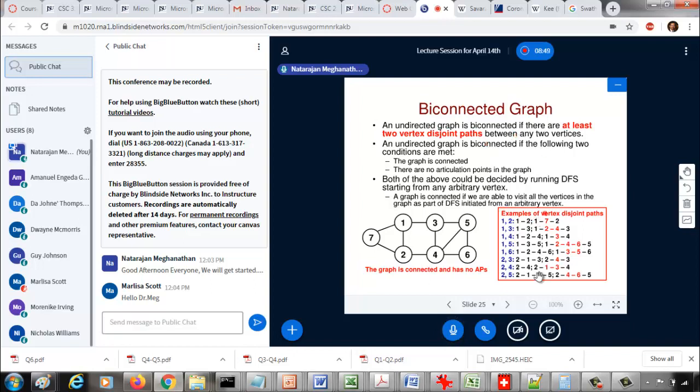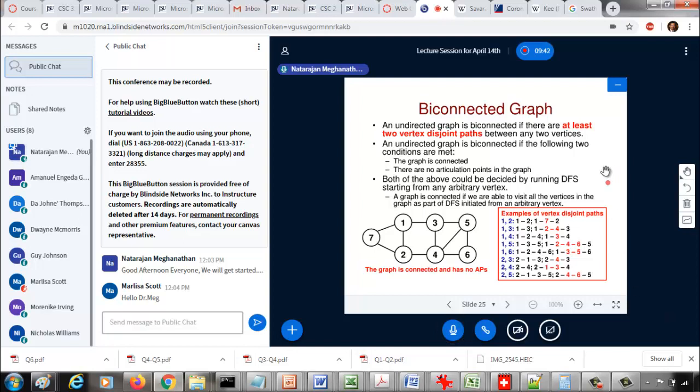So the property is there should be at least two vertex disjoint paths. Between 1 and 2 you have one path and then 1, 7, 2. When you say vertex disjoint, there is no common intermediate vertex. 7 is an intermediate vertex in this path, but there is no intermediate vertex in the other path, so these two can be called vertex disjoint. Let us say 1 and 6. Between 1 and 6 you have at least two vertex disjoint paths, which are 1, 2, 4, 6 and then 1, 3, 5, 6. The intermediate vertices 3 and 5 are not part of the path with 2 and 4. So if intermediate vertices are present in just one path and no two paths share the same intermediate vertex, then such paths are called vertex disjoint paths.